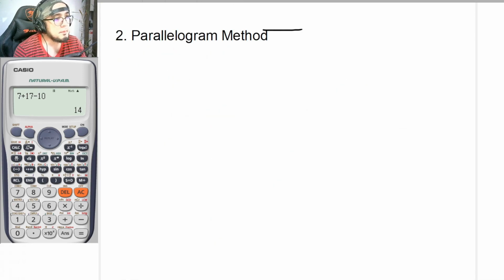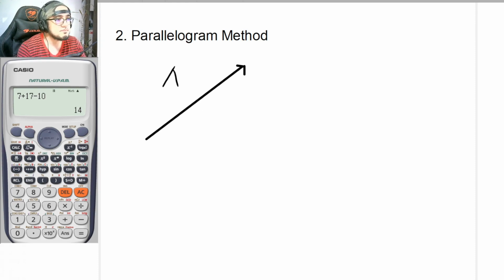Okay, so next, parallelogram method. This method is applicable if you only have two coplanar vectors. It doesn't necessarily require you to have two collinear vectors as long as they are coplanar. So for example, you have a line or a vector here. Let's say that this is your vector A. Then you would be adding it with vector B. So let's say that this is vector B.